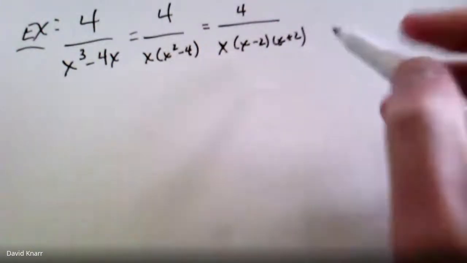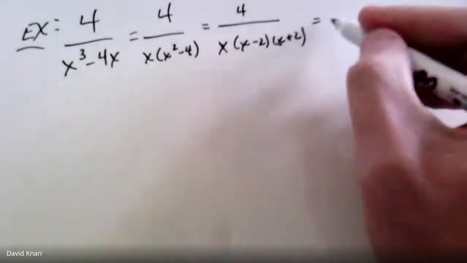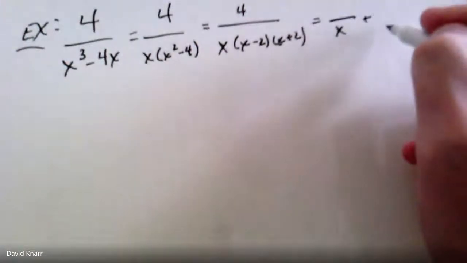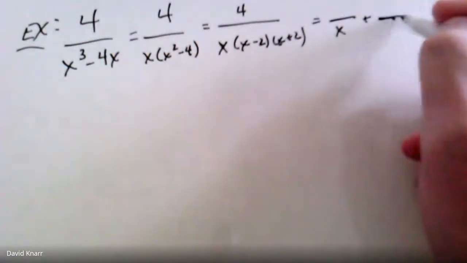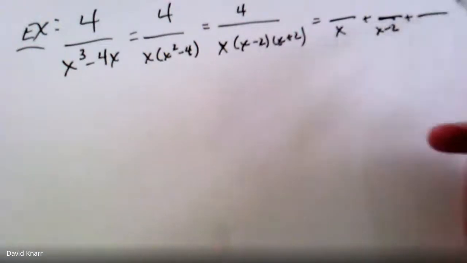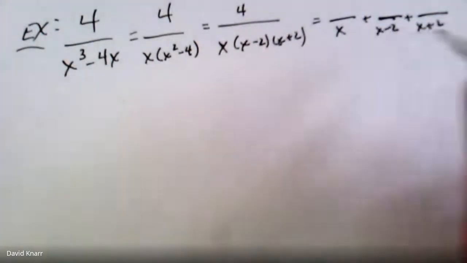Now I have 3 factors in the denominator. So now I could make a fraction that has an x in it. I can make a fraction that has an x minus 2 in it. And I can make a fraction that has an x plus 2 in the denominator. So now I have 3 fractions.